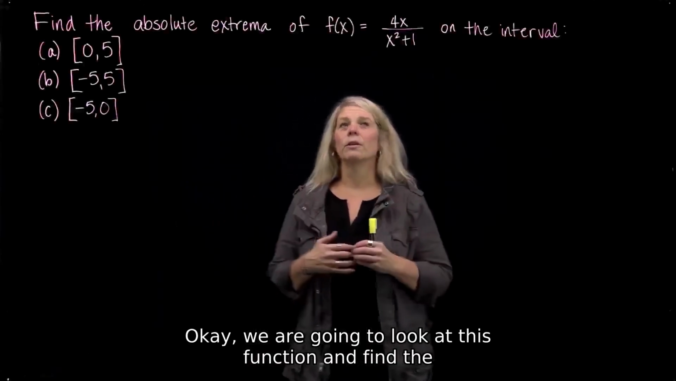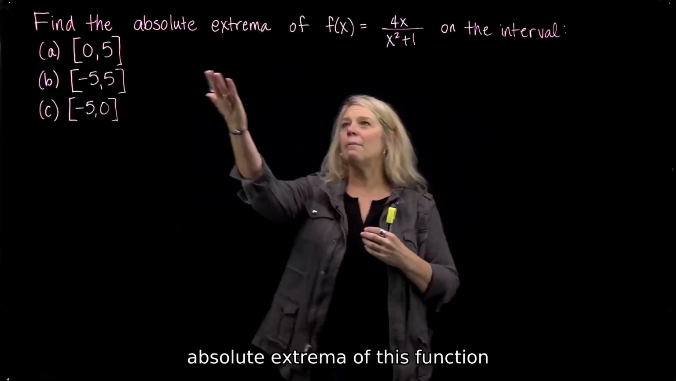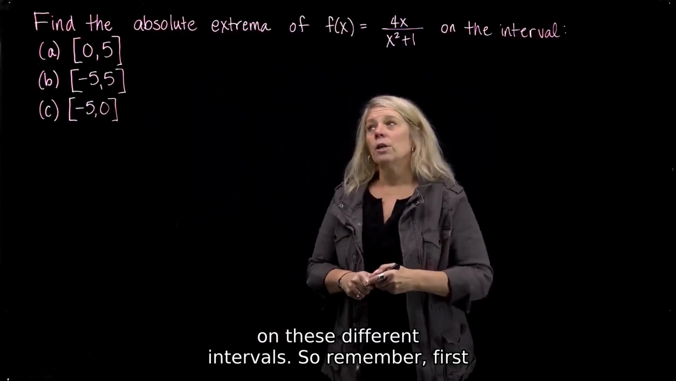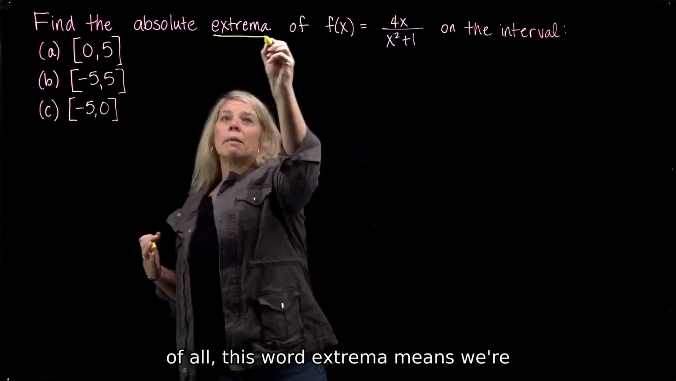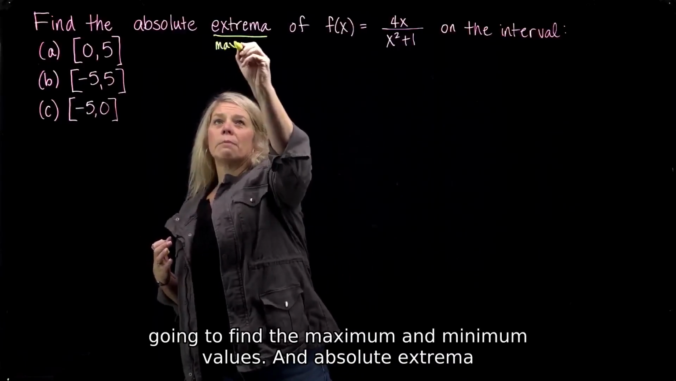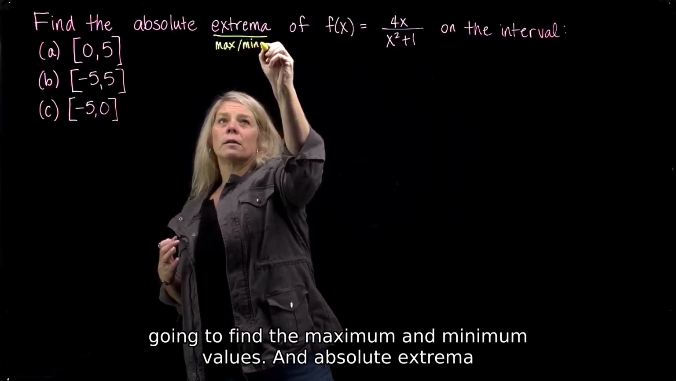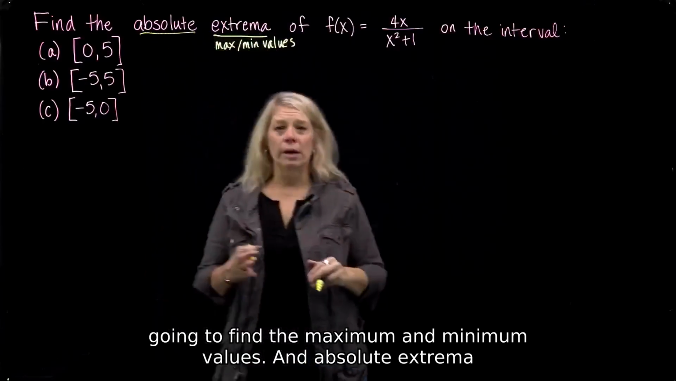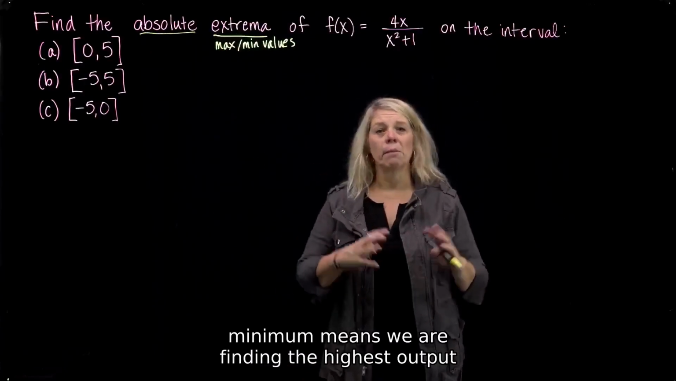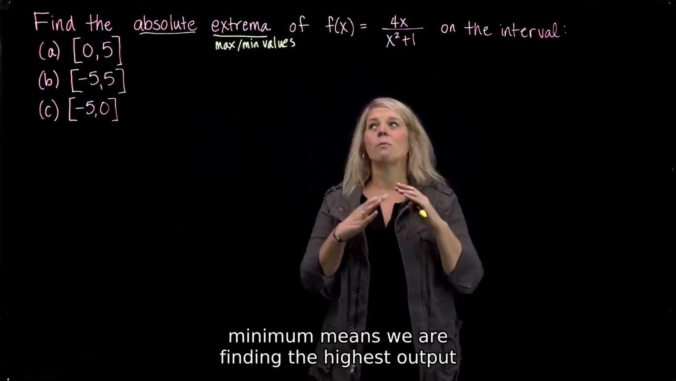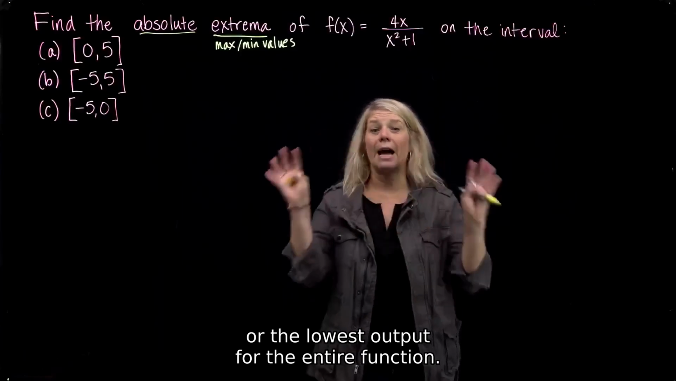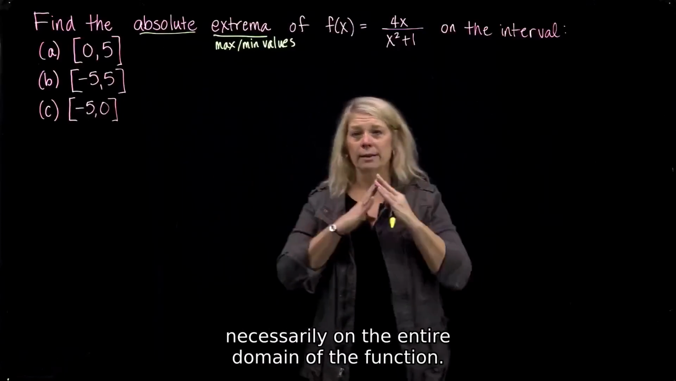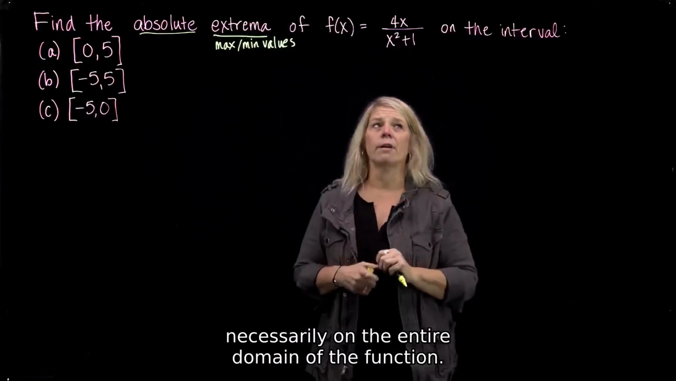Okay, we are going to look at this function and find the absolute extrema of this function on these different intervals. So remember, first of all, this word extrema means we're going to find the maximum and minimum values. And absolute extrema, or absolute maximum or minimum, means we are finding the highest output or the lowest output for the entire function. In this case, on these restricted intervals, not necessarily on the entire domain of the function.